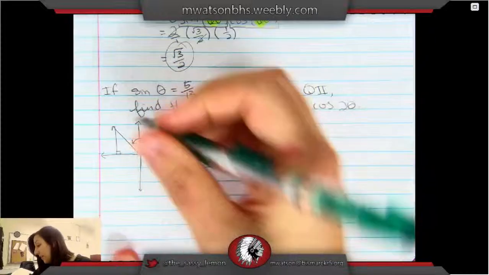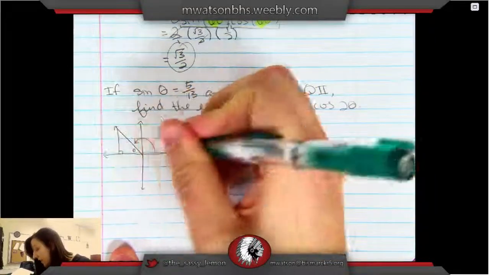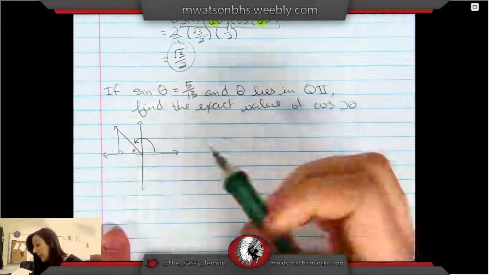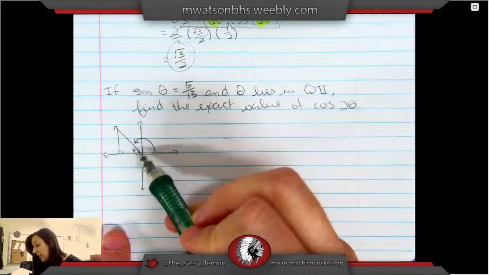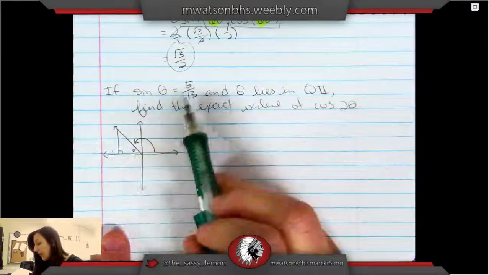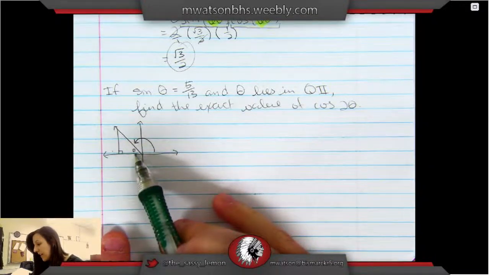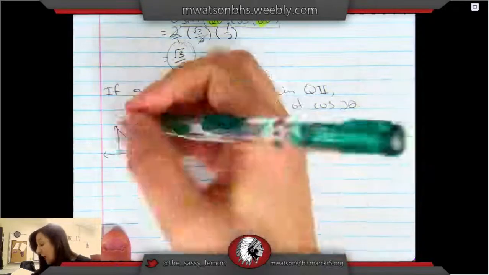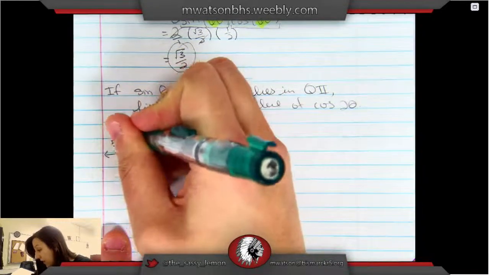And now our theta is going to be right here. This is our reference angle. So this angle and this angle are going to have the same ratio. So sine of theta is 5 over 13, and that's opposite over hypotenuse. So I'm going to write those values in, 5 here, 13 here.